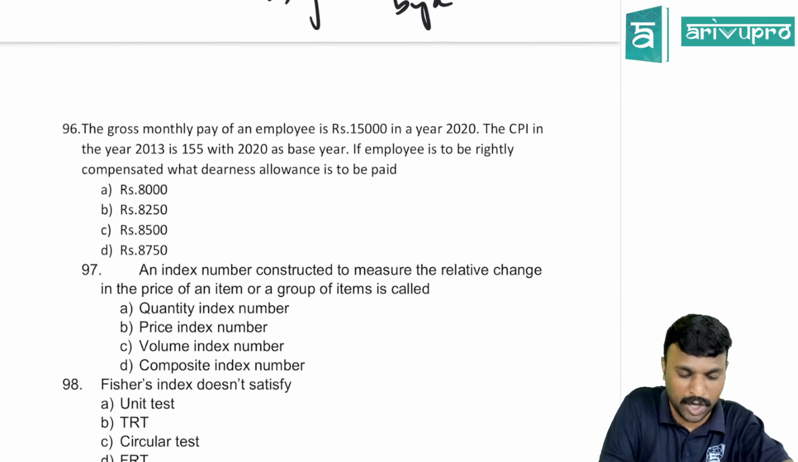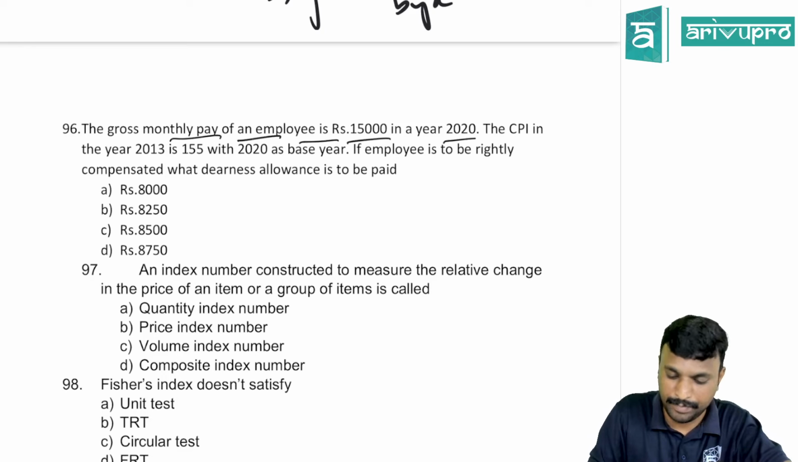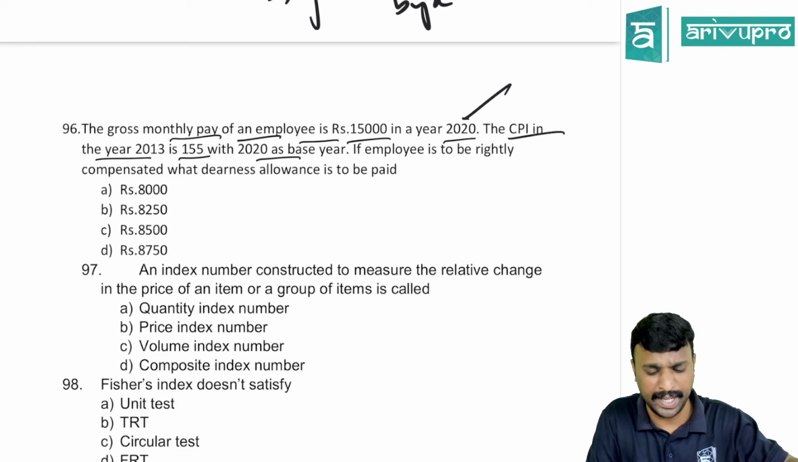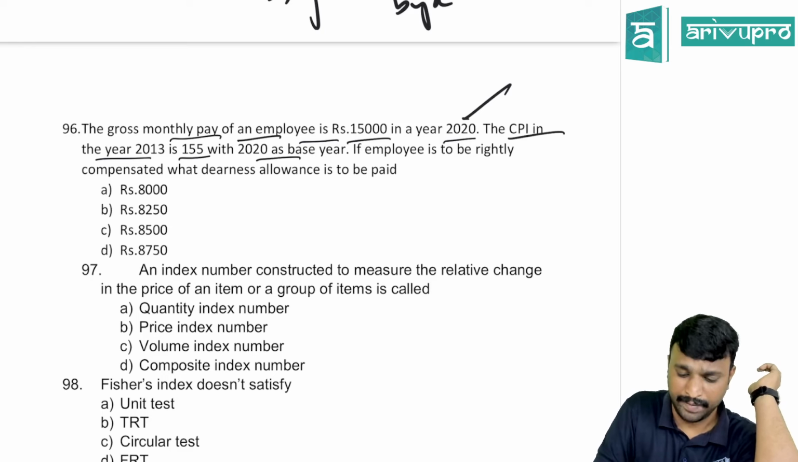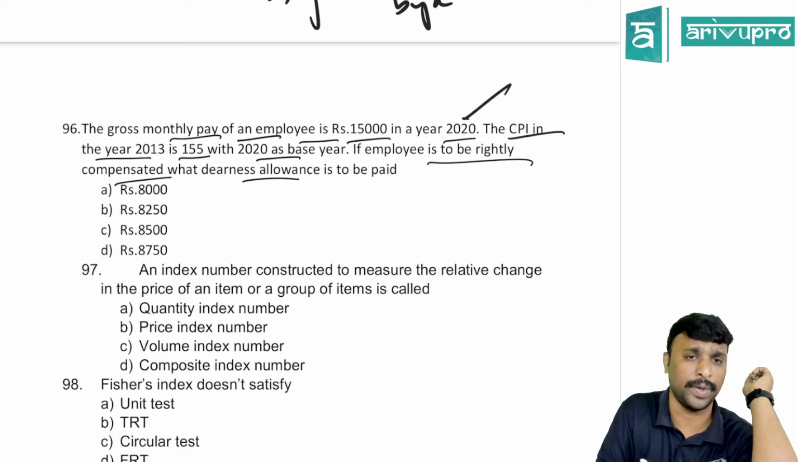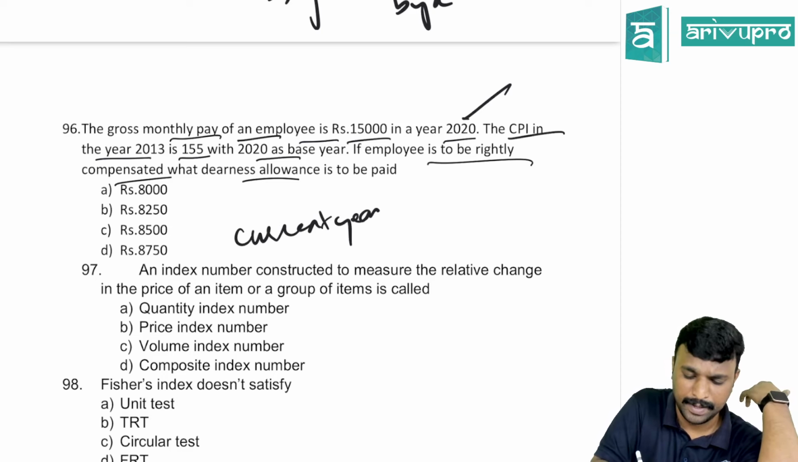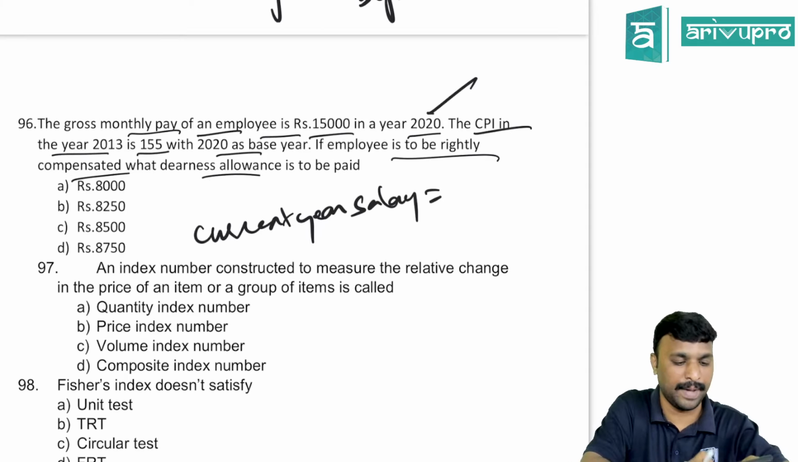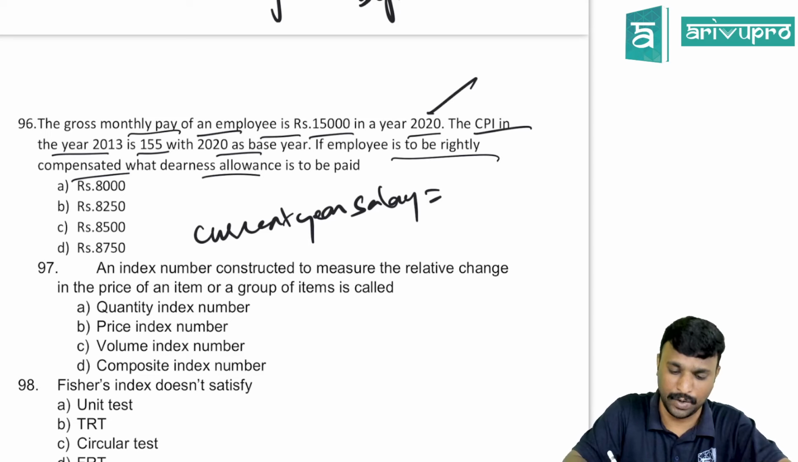Question number 96. The gross monthly pay of an employee is 15,000 in the year 2020. The CPI in the year 2013 is 155 and 2020 as a base year. Okay, 2020 as the base year. So base year CPI is not given, which is taken as 100. If the employee is to be rightly compensated, what is the dearness allowance? Guys, if you want to find DA, you need to find the current year salary. What is current year salary? The factor of index, which is current year CPI by base year CPI, which is 155 by 100, because base year CPI is not given, so 100 has to be taken, so 1.55.